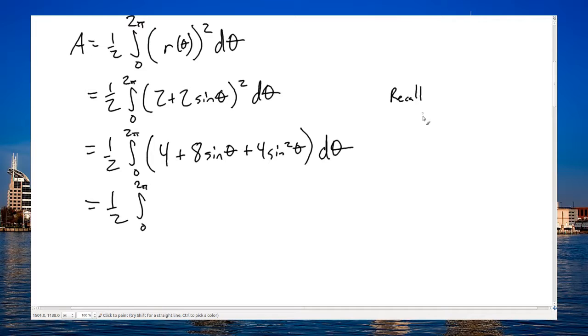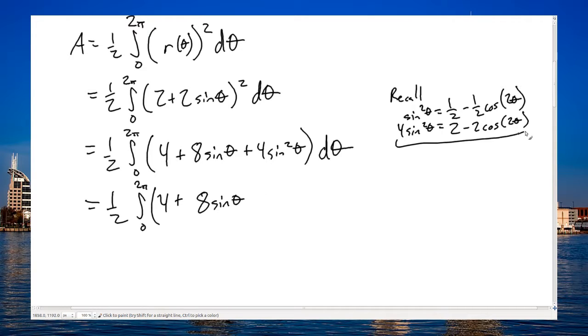So let's recall that sine squared of theta is 1/2 minus 1/2 cosine of 2 theta. So let's plug that in. I can multiply both sides by 4. 4 sine squared of theta is 2 minus 2 cosine of 2 theta. There we go. Plug that in.